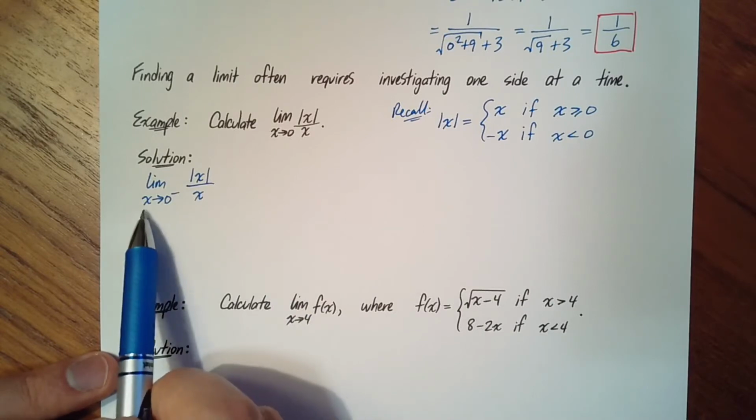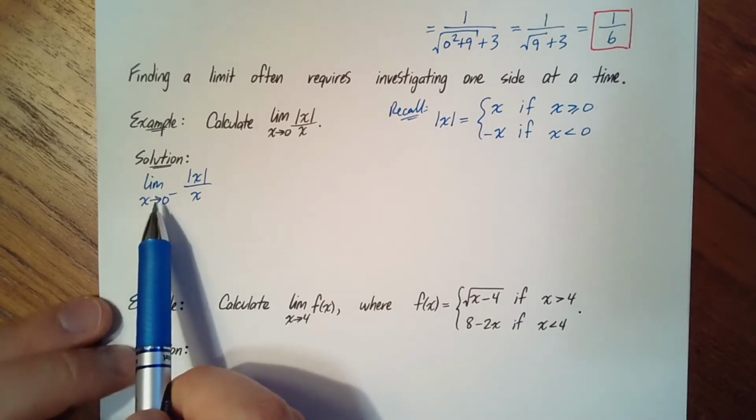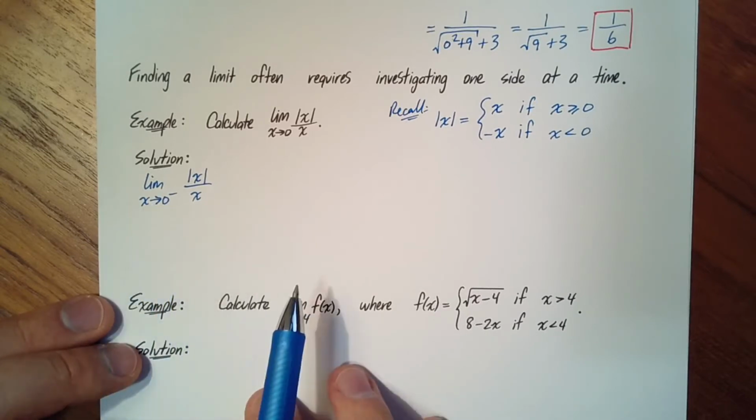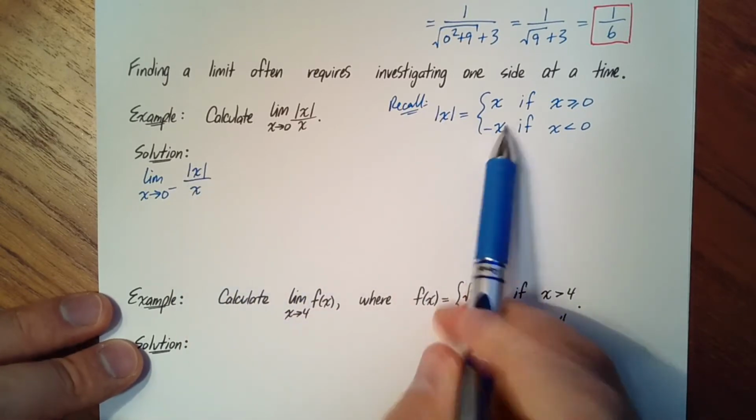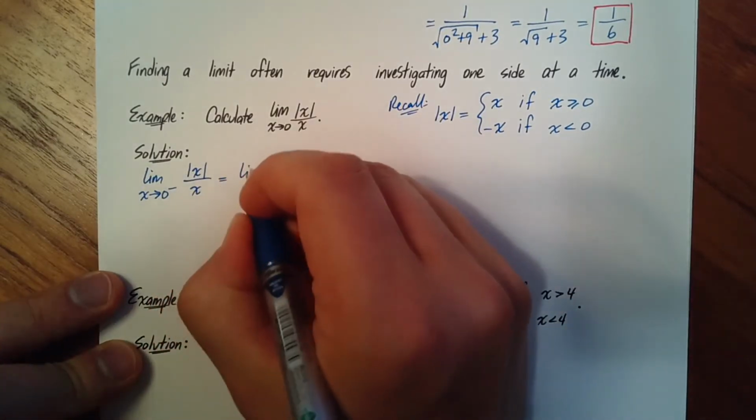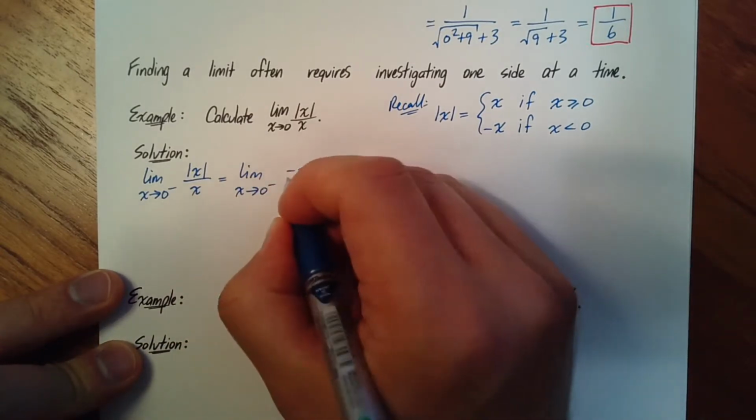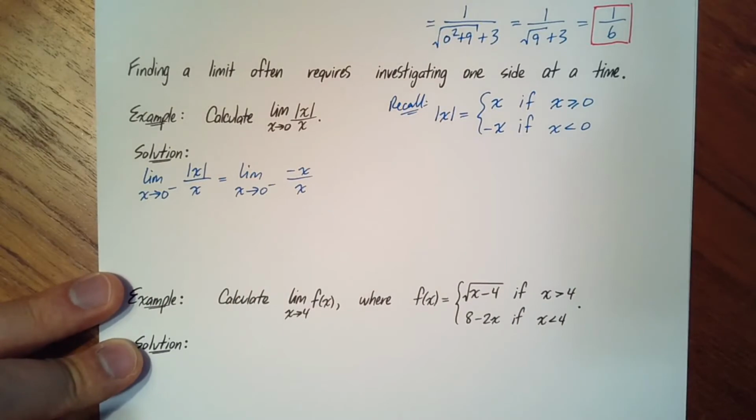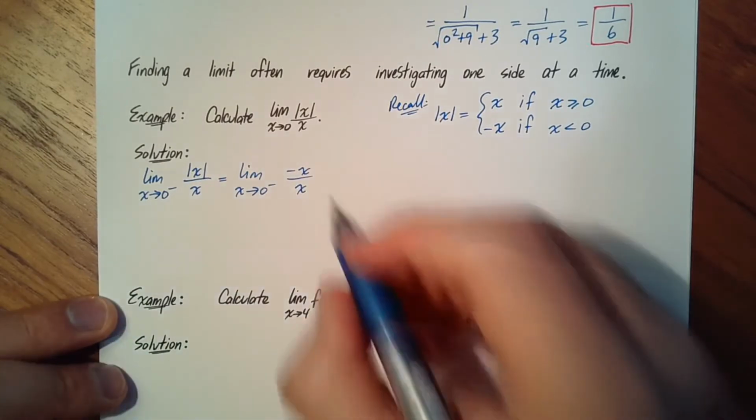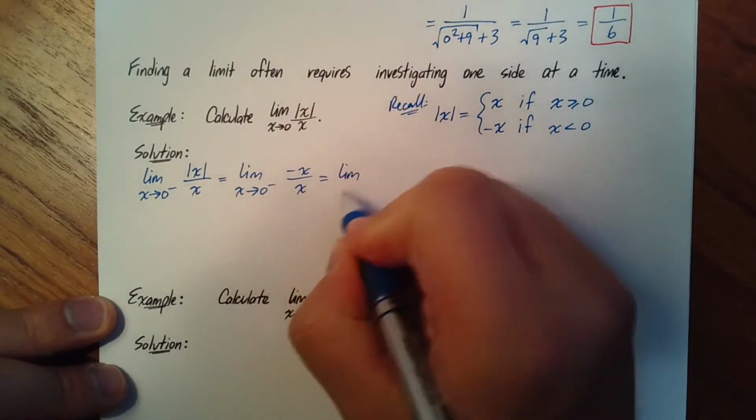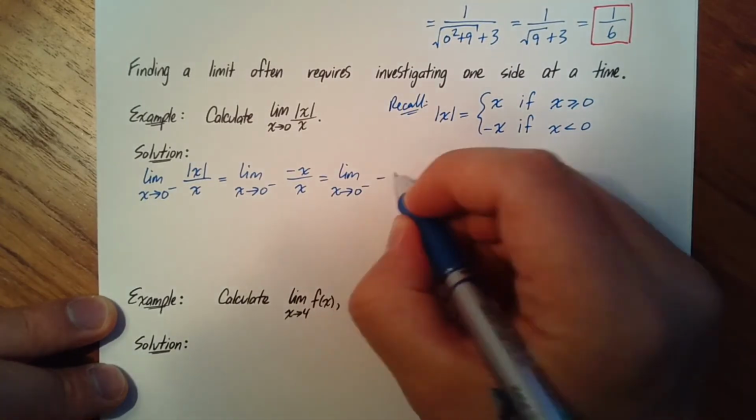And since x is approaching 0 from the left, the values of x that we're looking at are negative. So that means this absolute value of x can actually be replaced with a negative x. So we get negative x divided by x. And now that absolute value is dealt with. So we can cancel the x's. So if you cancel the x's, we get the limit as x approaches 0 from the left of negative 1.